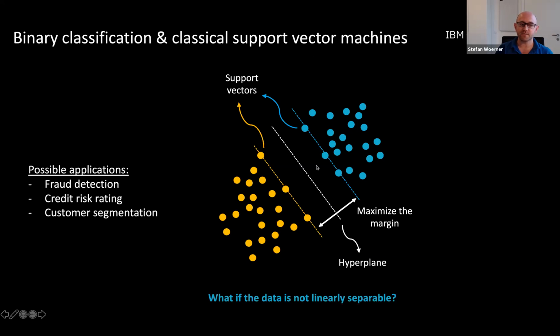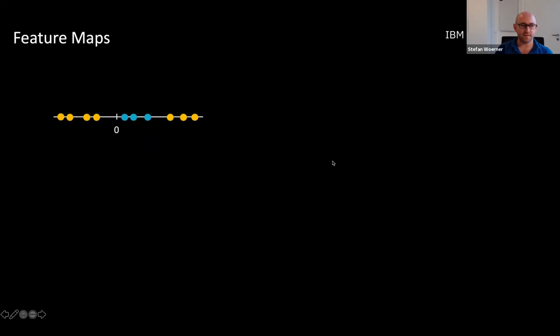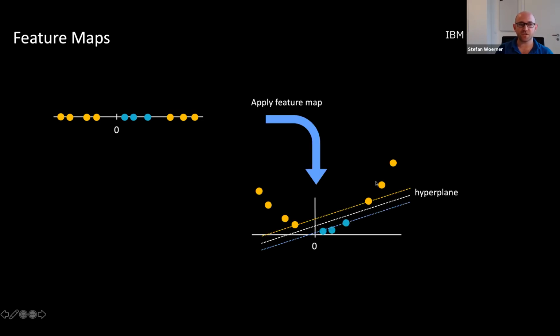The problem arises if the data is not linearly separable anymore. And here's an example, and real world data is rarely linearly separable. And the question is, how can we solve this? And colleagues of ours from IBM Research in Yorktown proposed to actually apply a quantum feature map to that.